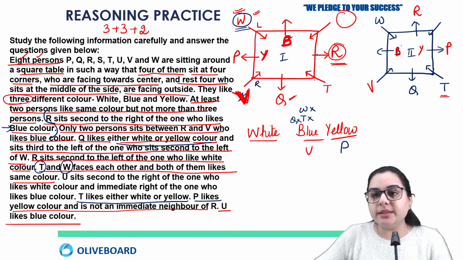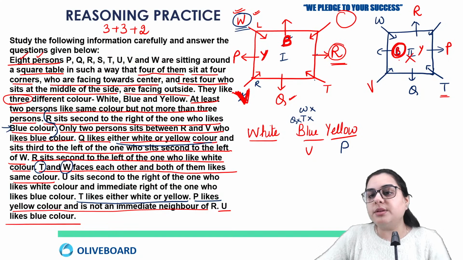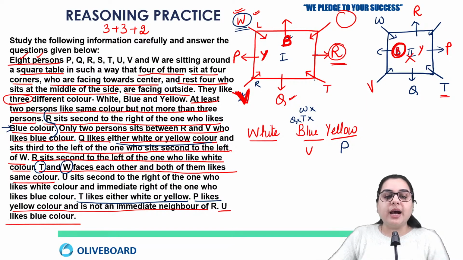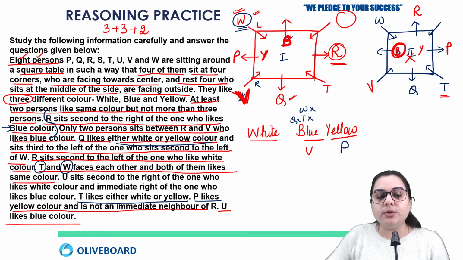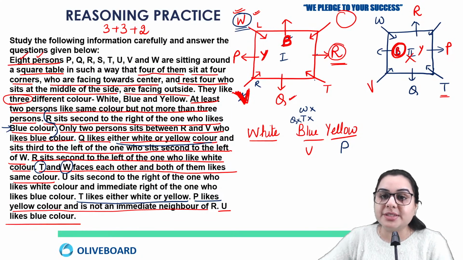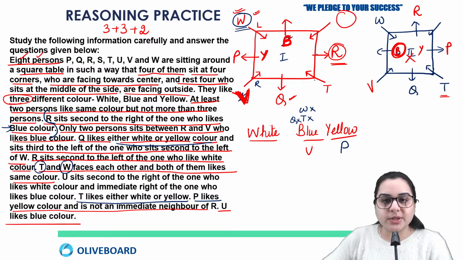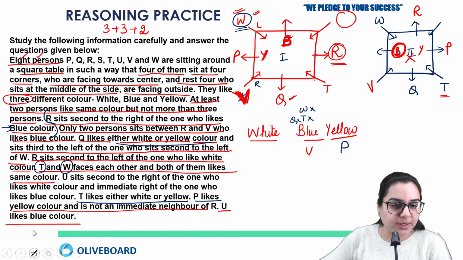In the second possibility, R is sitting second to the left of the person who likes white color, but here we have this person who likes the blue color. So your second possibility is wrong, because the line that says R sits second to the left of the one who likes white color fails in your second possibility. So the first possibility is the correct one, and we are going to complete our first possibility. I'll just make it neat for you to understand in a better way.